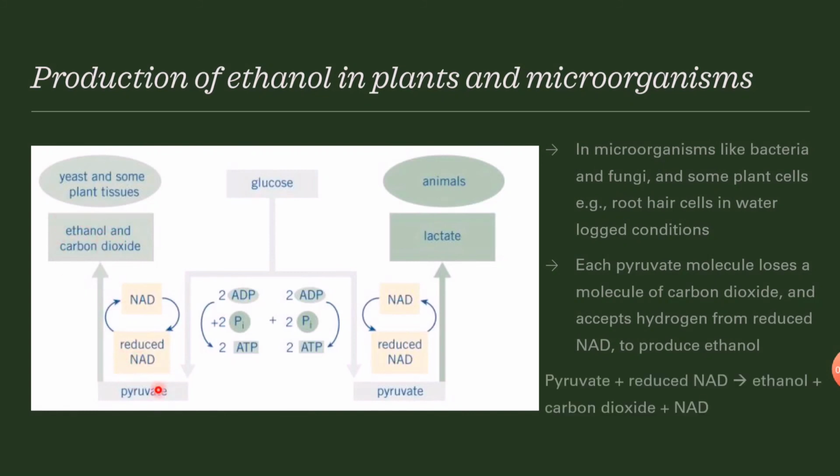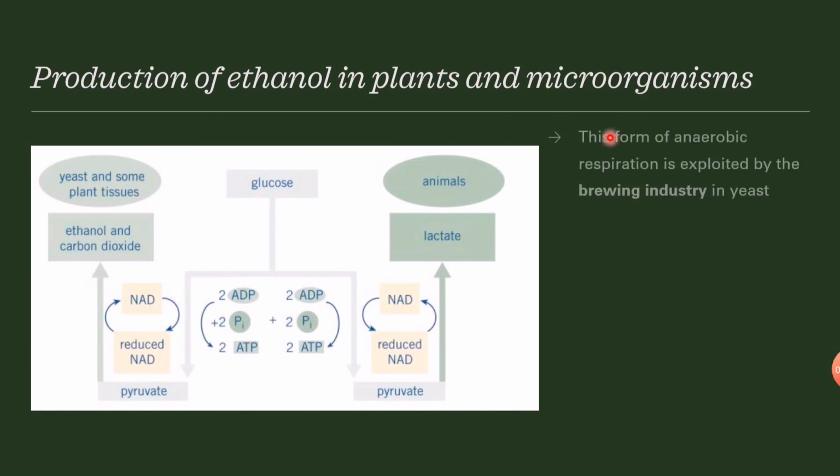So our pyruvate molecule takes a hydrogen from our reduced NAD, reoxidizing it into NAD to further glycolysis. But our pyruvate, as well as gaining a hydrogen, loses a molecule of carbon dioxide. So we gain a carbon dioxide molecule and an ethanol molecule from our pyruvate gaining this hydrogen and losing the carbon dioxide. So we produce ethanol, carbon dioxide, and our original NAD to further glycolysis.